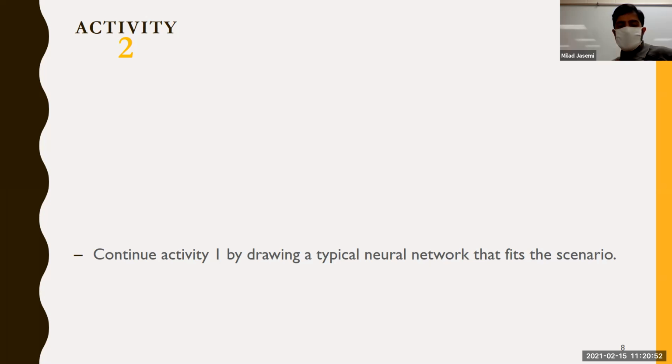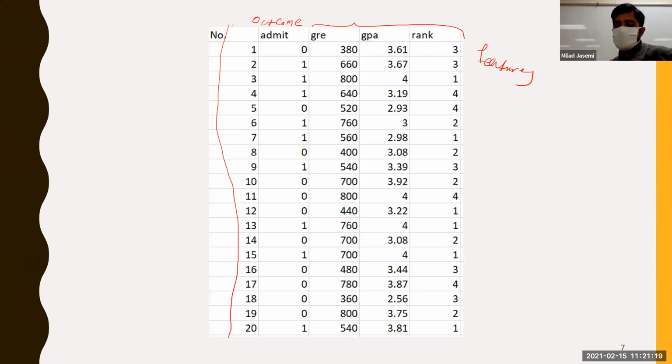50-minute lecture. It says continue activity 1 by drawing a typical neural network that fits the scenario. Now, it doesn't ask you to train a neural network. It just asks you to build the structure, build the neural network that can fit the scenario. Go ahead. We have three features: GRE, GPA, and rank. And rank is the rank of the school. And the outcome is admission.